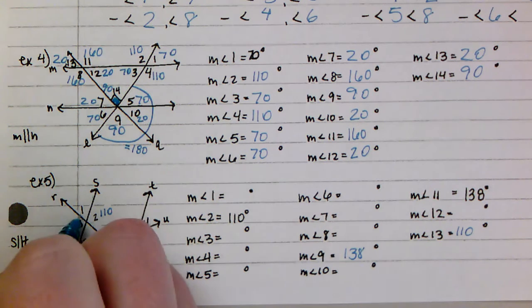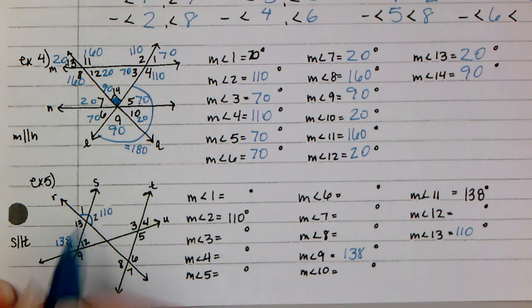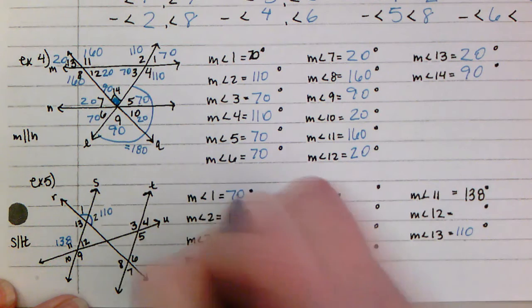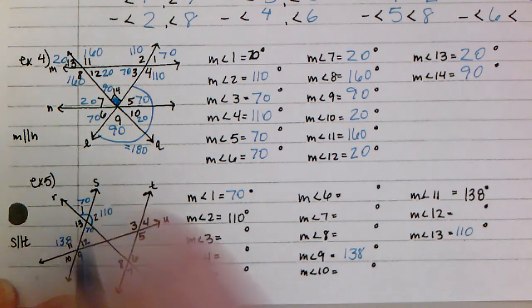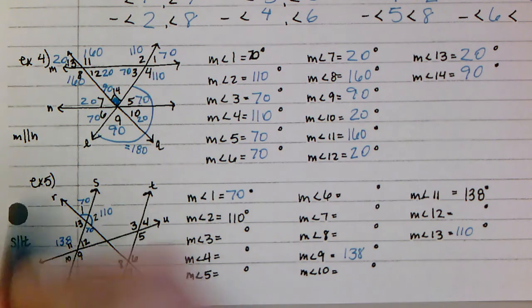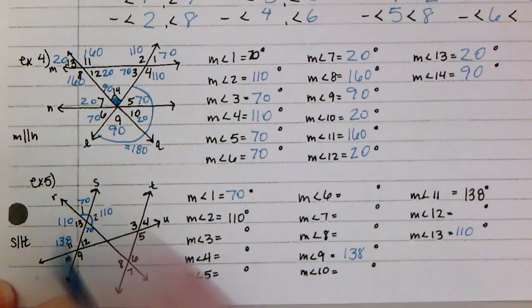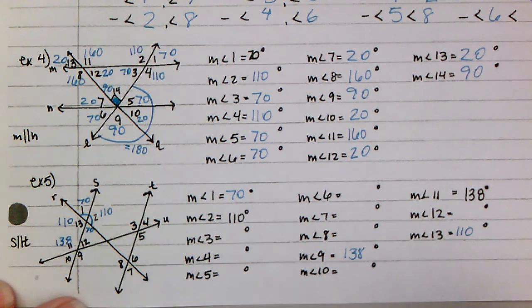I know that 1 and 2 have to be supplement together, so they equal 180 degrees together. So minus 110 from 180 will give you 70 for angle 1. And so that means that this piece right here is 70 degrees also. And angle 13 is 110 degrees also, which actually I already had figured out from somewhere else.